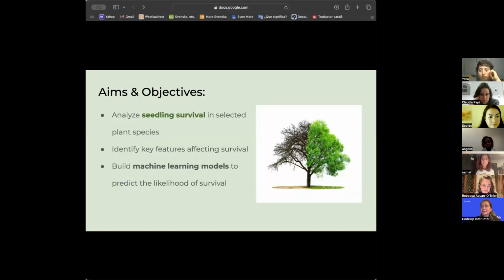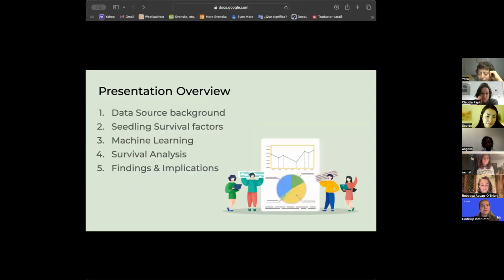So our aims and objectives were to analyze seedling survival in a selection of 4 tree species. We wanted to look at and identify the key features that would affect survival, both external, such as light and soil source, and also biological features that related directly to the tree species. We then built machine learning models to predict the likelihood of survival of these seedlings.